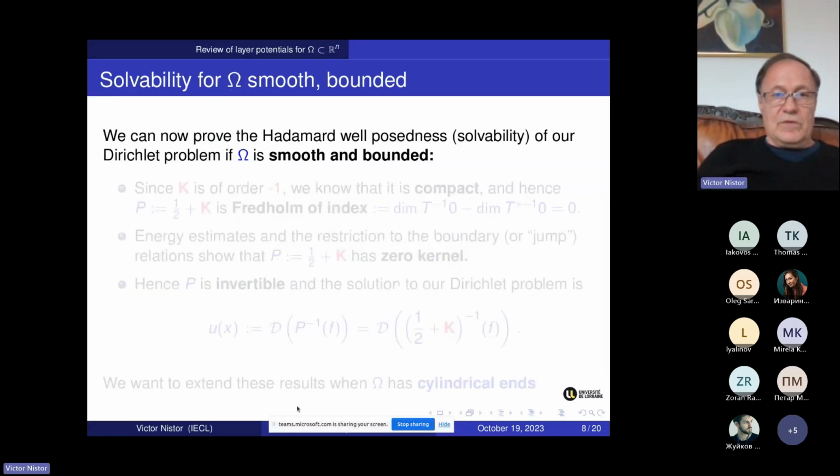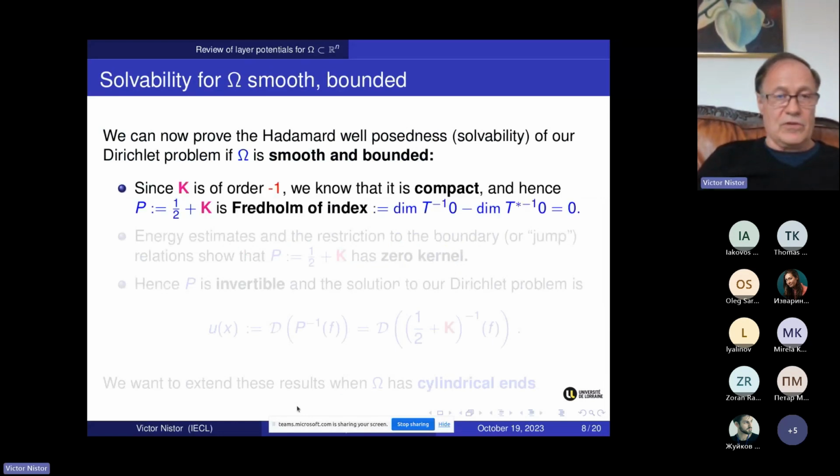Okay, so now let me show you how we solve with this method the Dirichlet boundary value problem in the smooth compact case. So it works as follows. Since K is of order -1, we know that it is compact. We have just discussed this. And hence, the operator 1/2 plus K, which I'll call P for ease, will be Fredholm of index 0. This is index theory 101. Okay, so the index means the dimension of the kernel minus the dimension of the kernel of T star. So that I said is 0.